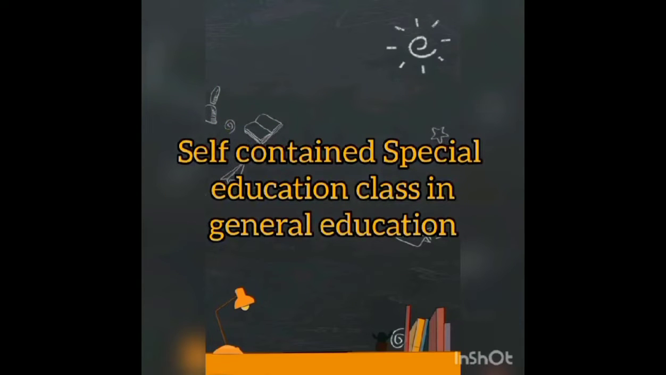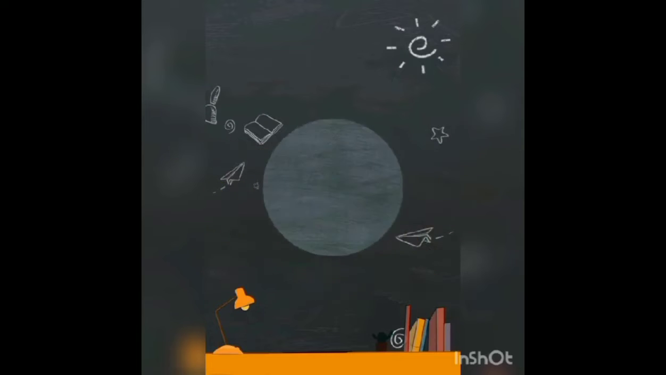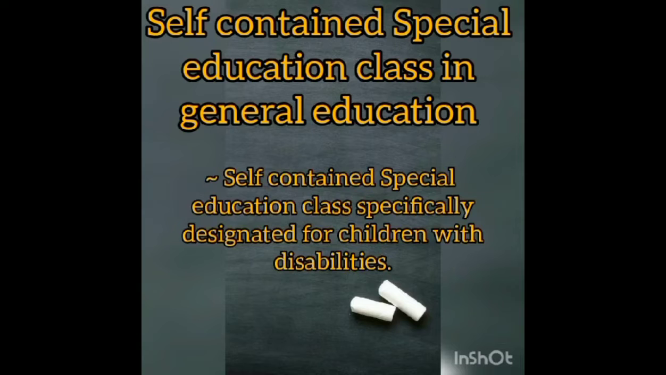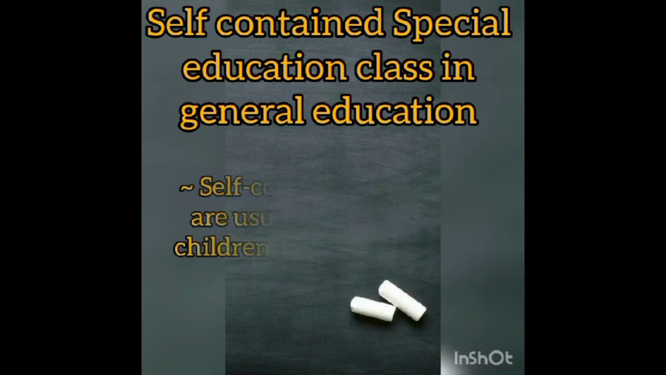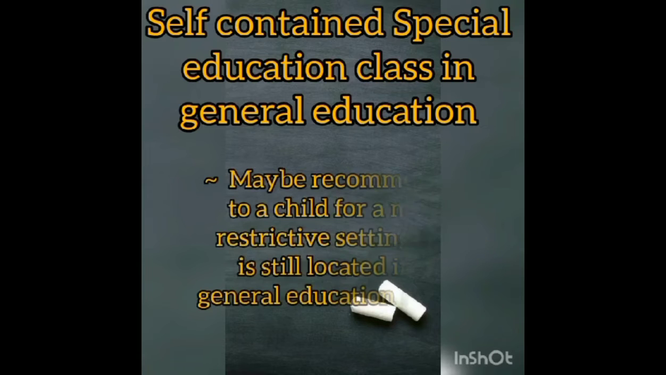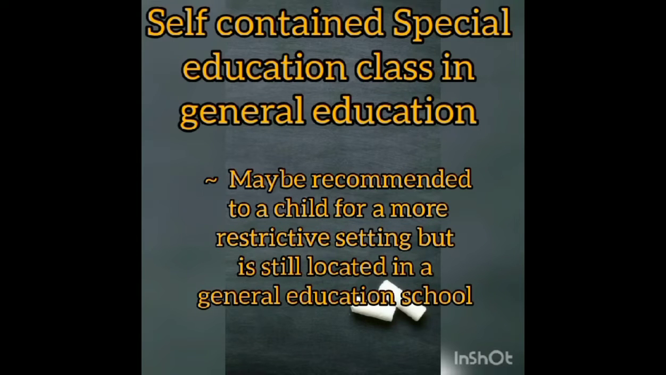Self-contained special education class in general education. The self-contained special education class is specifically designated for children with disabilities. Self-contained programs are usually indicated for children with more serious disabilities. It may be recommended to a child for a more restrictive setting, but is still located in a general education school.